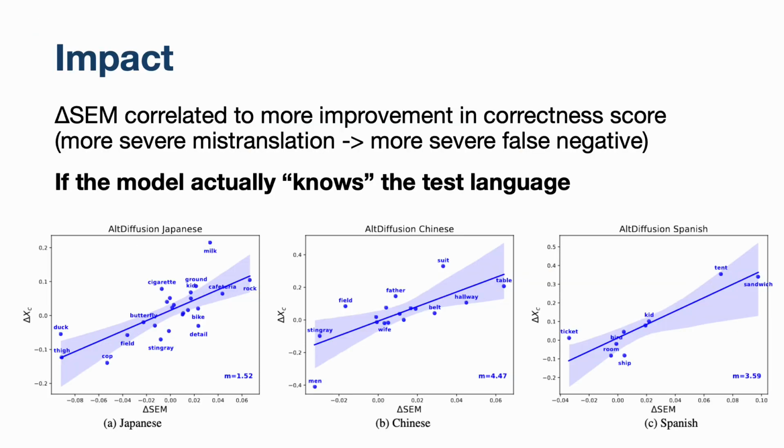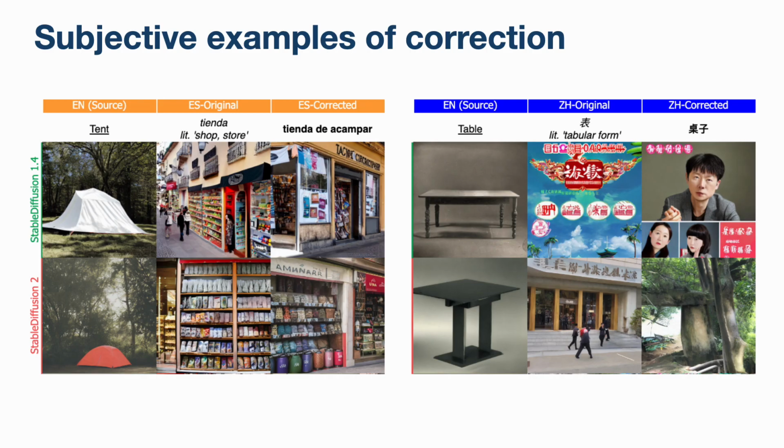And indeed, when we look at this same relationship between delta sem and delta xc, we do find that since the model knows Japanese, Chinese, and Spanish, it is indeed the case that this text domain measure of the mistranslation severity is actually predictive of how many false negatives will be driven by that translation error. So here's a couple of subjective examples.